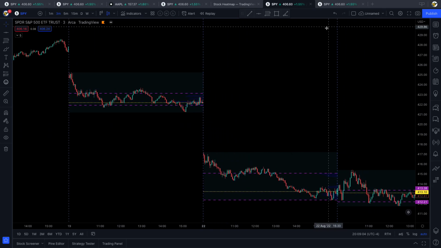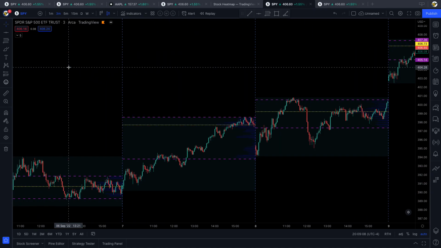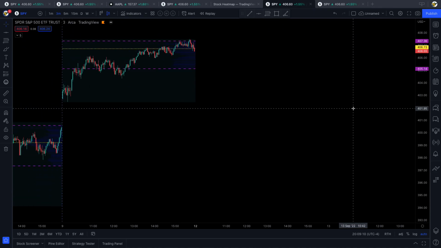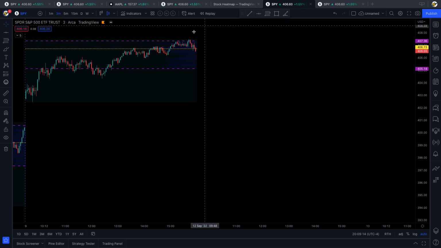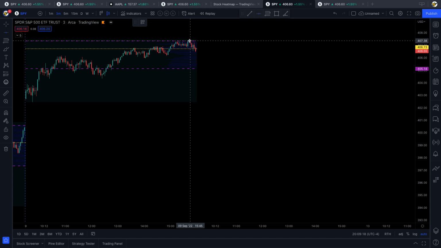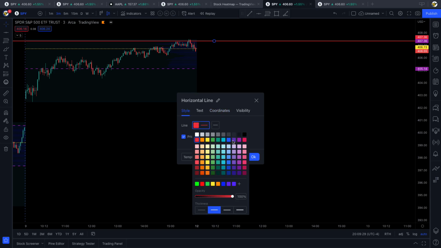So for me, here's how I do my charts in the morning. This is Friday's chart. This is how I set my chart up for Monday morning. I have the value area. I'll mark 407.36. I try to get it as exact as I can. And get in here, 36, style, purple.